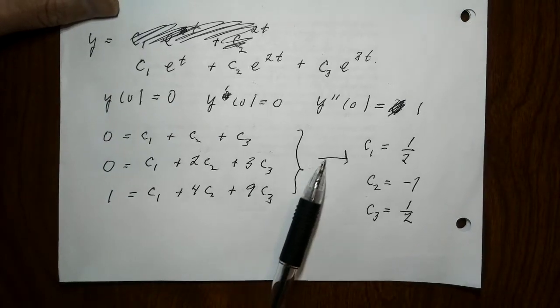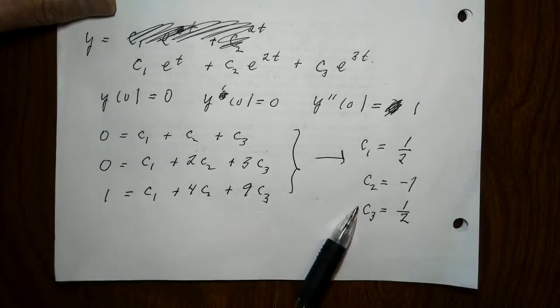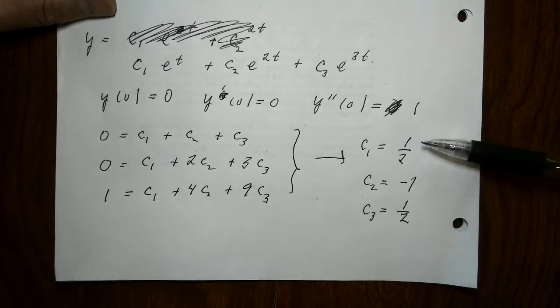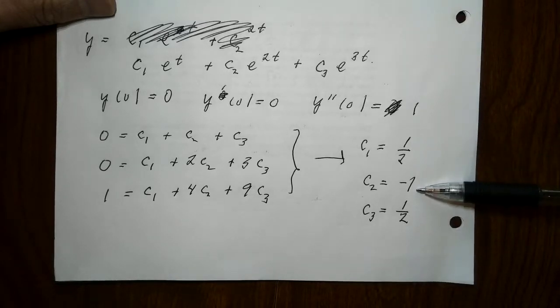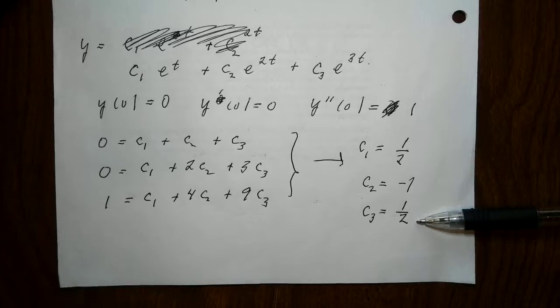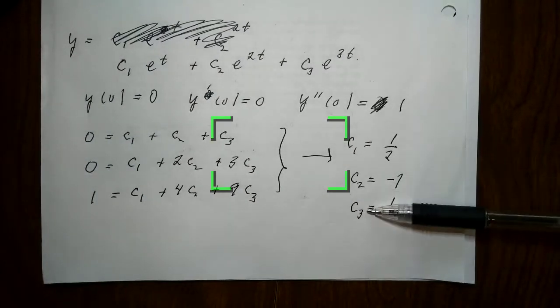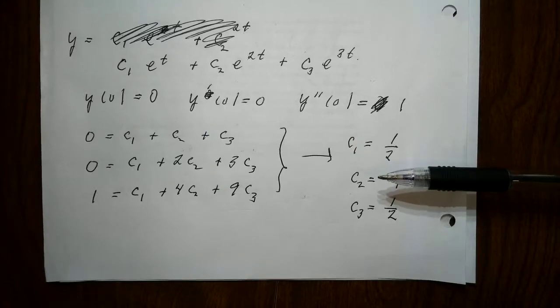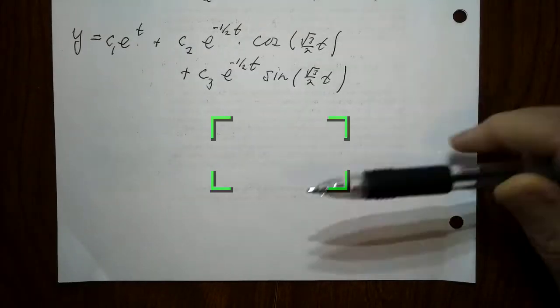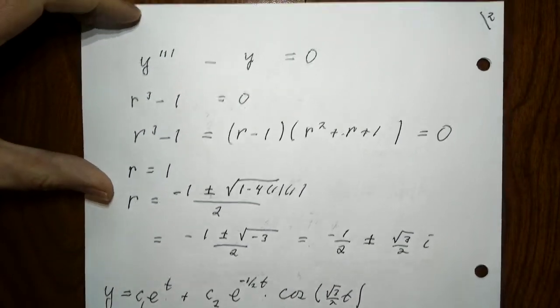But I think perhaps the simplest way would be to use some sort of online solver like Wolfram Alpha. You get c1 equals a half, c2 equals minus 1, and c3 equals 1/2. So that means these would be our constants for the initial value problem. Let's take a look at something that's a little bit more challenging.